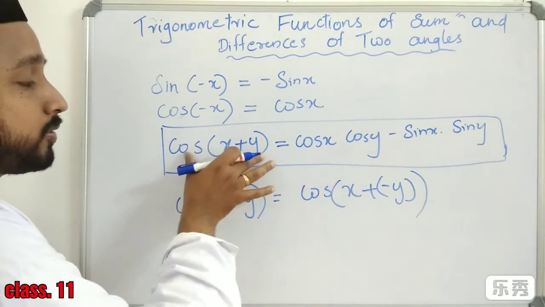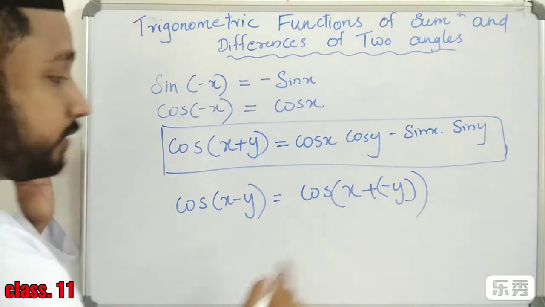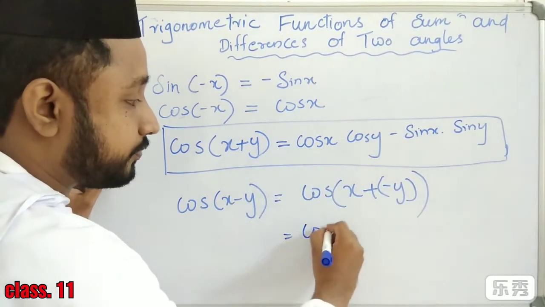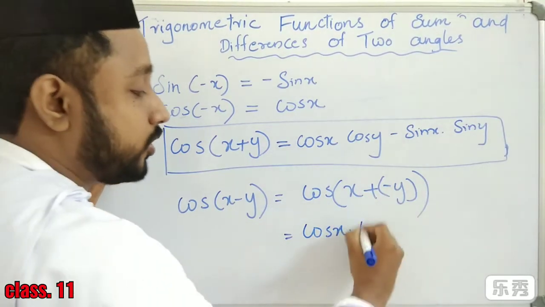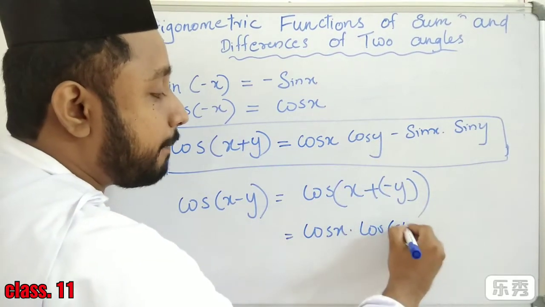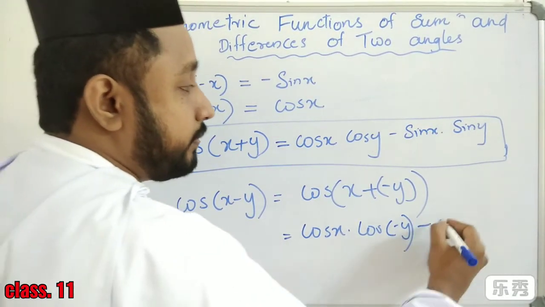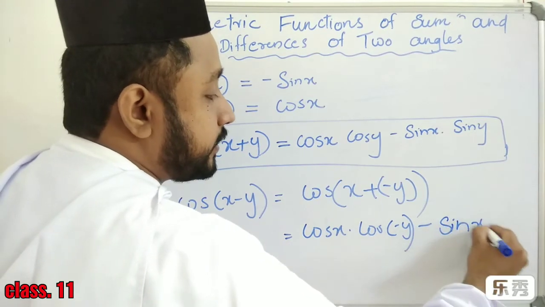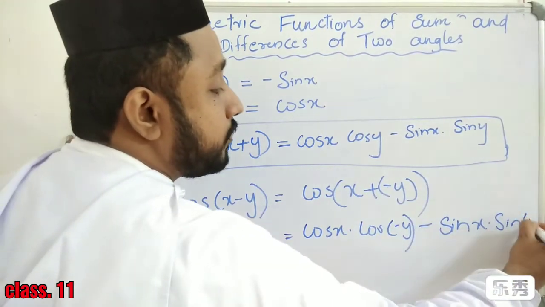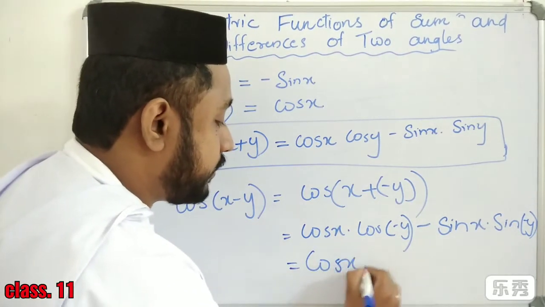Now we can express it in another form. Just apply cos of x plus minus y in this formula, which is equal to cos x cos y minus sin x sin y. So cos x into cos of minus y, then minus sin x into sin of minus y.